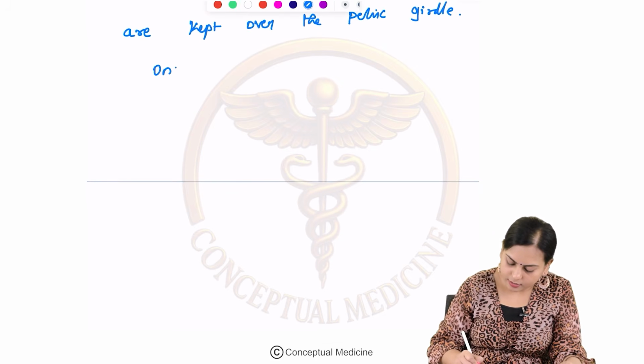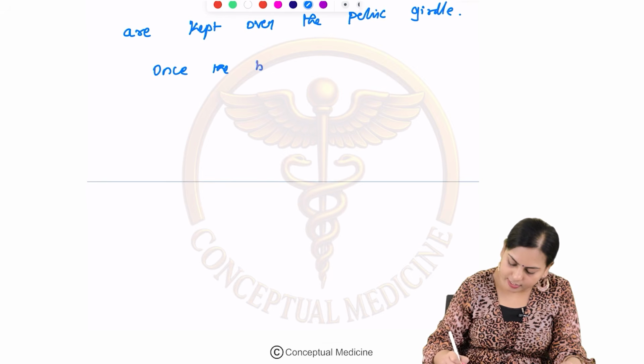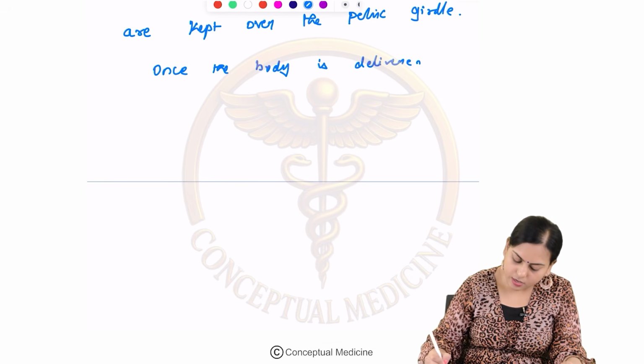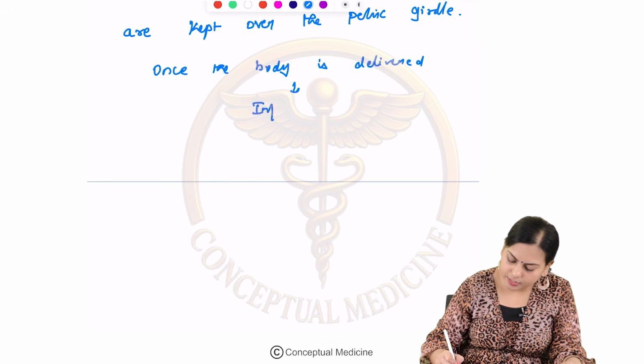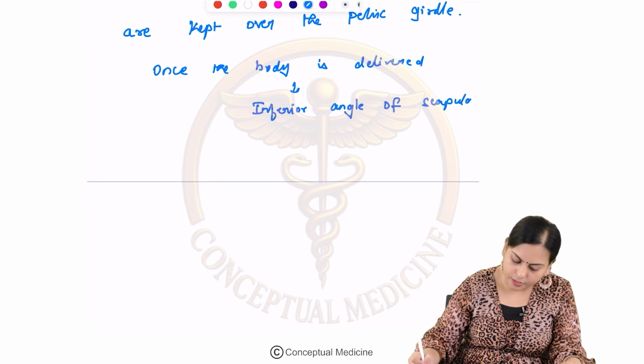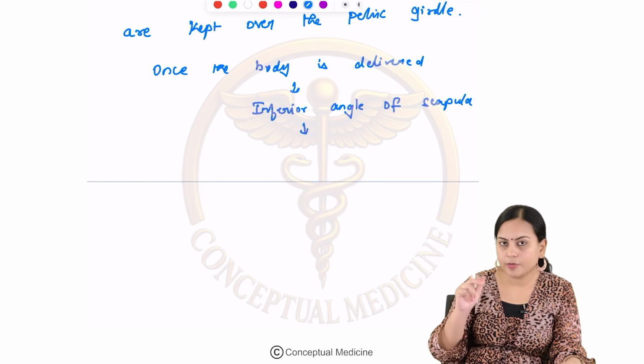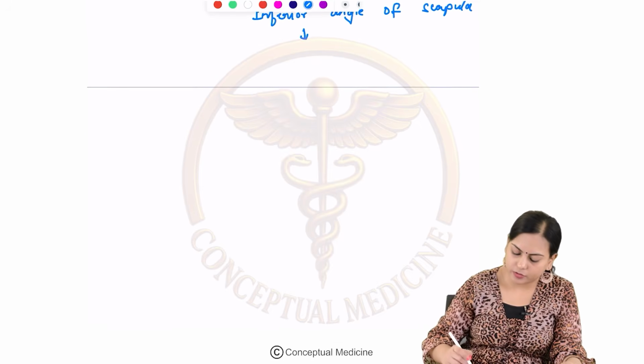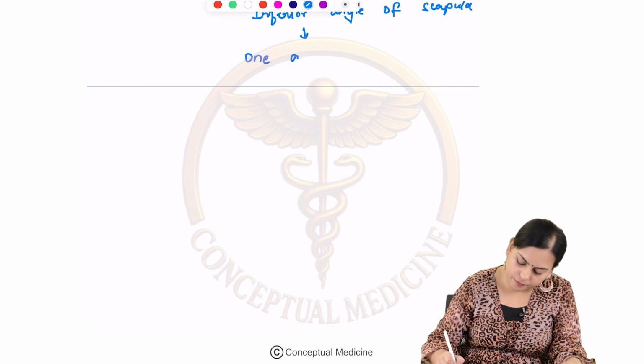So, once the body is delivered, and if you are able to see the inferior angle of the scapula, you will be hooking one arm out. Okay, one arm hooked out.